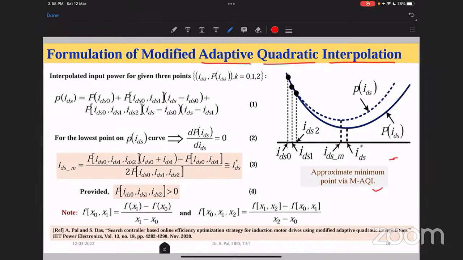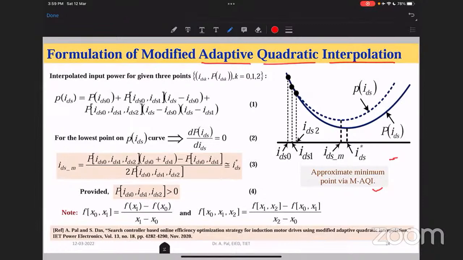So what is efficiency? Efficiency is basically output by input, so output power by input power. If I minimize the input power requirement, then we can claim that the efficiency is improved. Another way, we can say that if we minimize the losses, then efficiency is improved. And another way, if I maintain the output power constant and minimize the input power, then efficiency will also improve. So that is the idea.